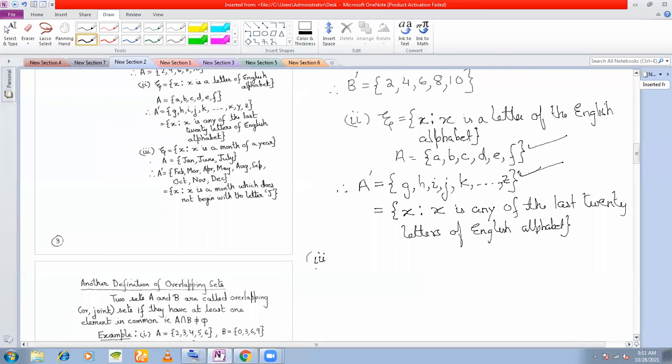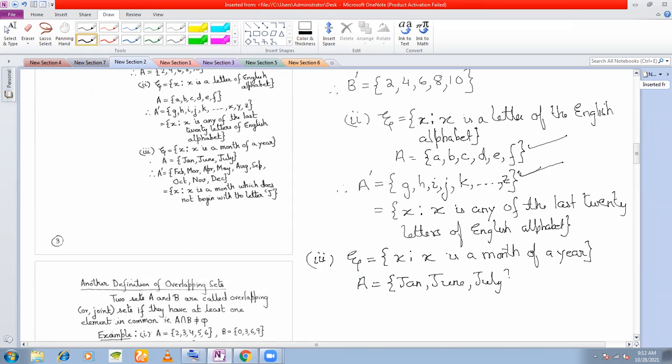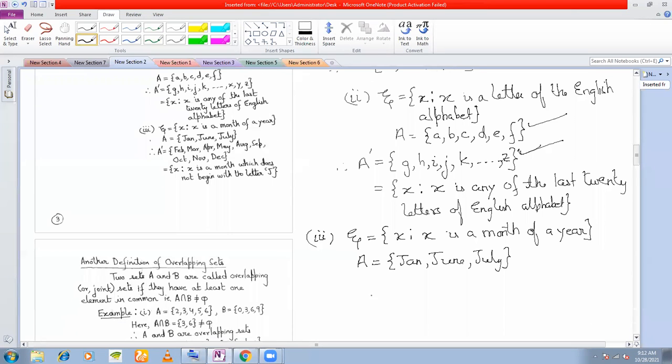Number 3. The universal set given to you is X such that X is a month of a year. That means X contains Jan, Feb, March, and so on. X is given in set builder form. A is given to you in tabular form. They've given you A as January, June, and July. So what should be A complement?